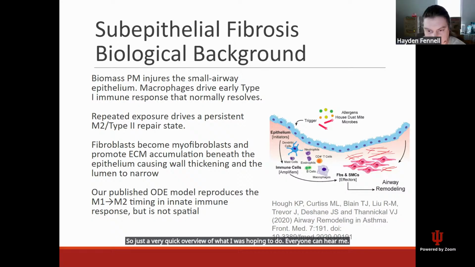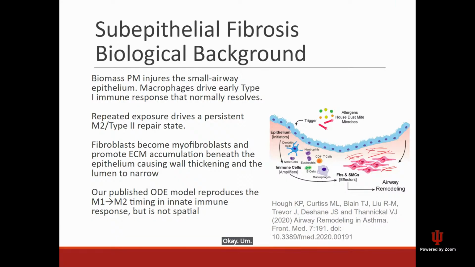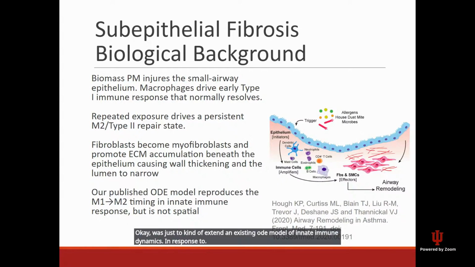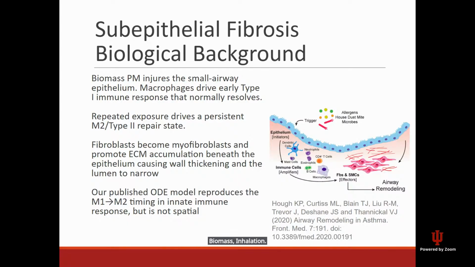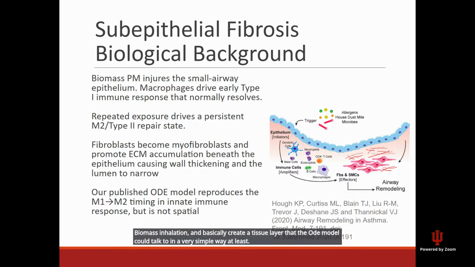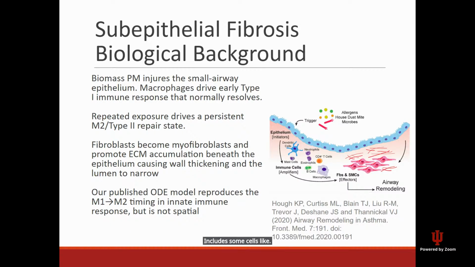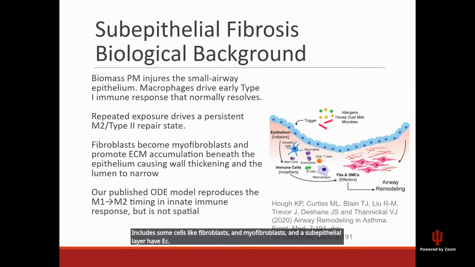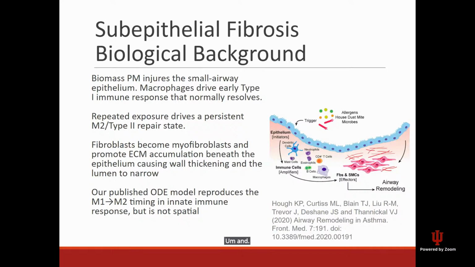So just a very quick overview of what I was hoping to do. Everyone can hear me, right? Yep. It was to extend an existing ODE model of innate immune dynamics in response to biomass inhalation, and basically create a tissue layer that the ODE model could talk to in a very simple way, at least initially, and includes some cells like fibroblasts and myofibroblasts in a subepithelial layer, have ECM accumulate, and then cause the airway to narrow. There's more to it than that, but that's the quick overview.